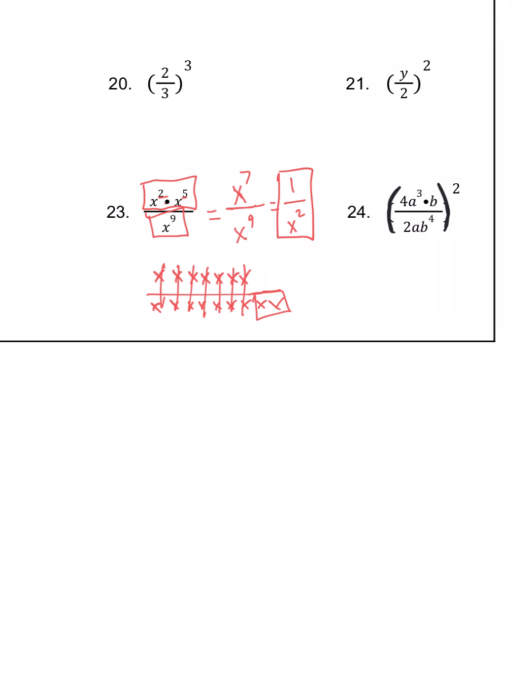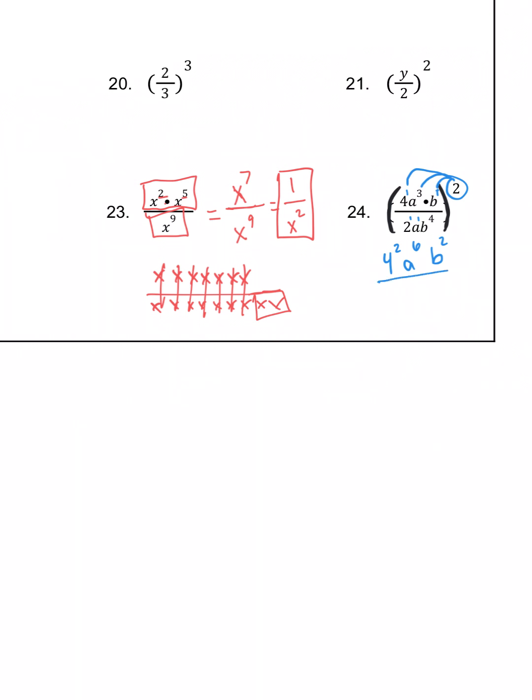So the 4 doesn't have one, so it's a 1. The b doesn't have one, it's a 1. Same with the 2 and this a. And now we're going to multiply. We take the outside exponent, 2, and we multiply by every inside exponent. So we're going to take this 2 times 1, makes that 4 to the 2nd. And 2 times 3 makes that a to the 6th. And 2 times 1 makes that b to the 2nd.